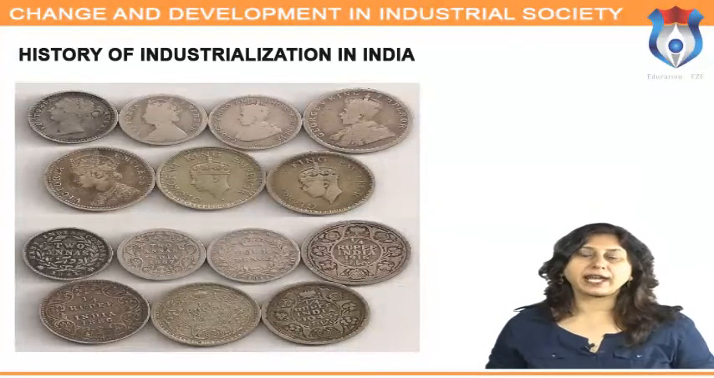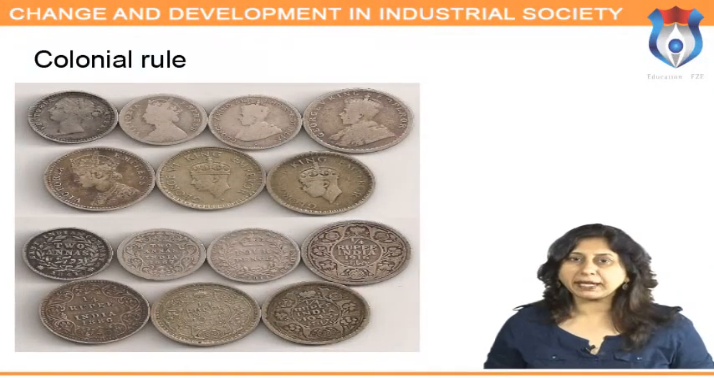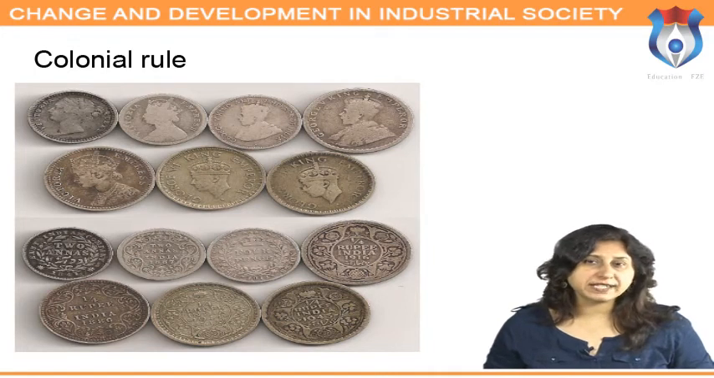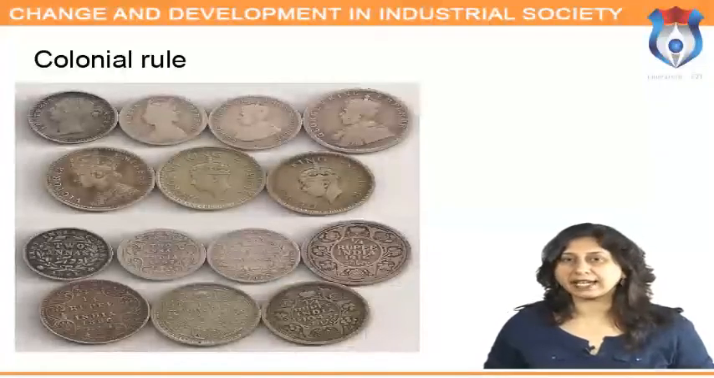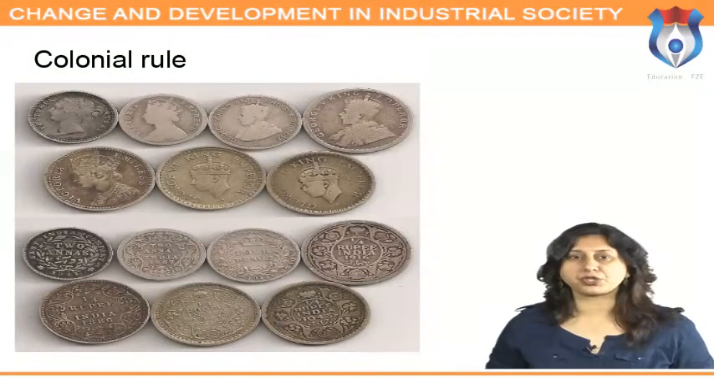History of industrialization in India. Colonial rule: India became an exporter of a few sophisticated goods after understanding the importance of industrialization as a colony under the British rule.